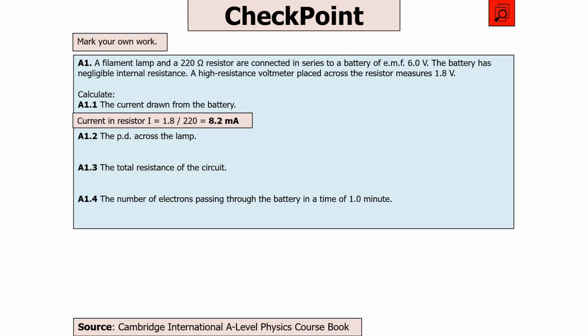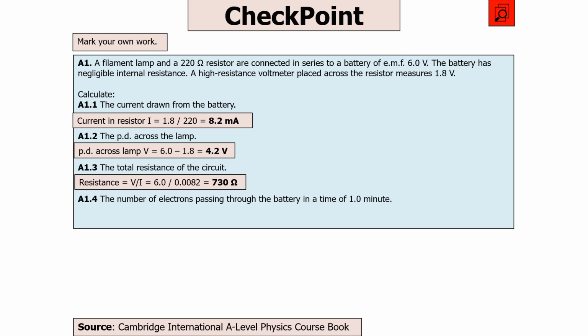The potential difference across the lamp is going to be 4.2 volts because the total EMF from the battery is 6. The voltmeter takes 1.8, so the lamp must be taking 4.2. Now the total resistance in the circuit must therefore be the total EMF divided by the total current, so you can work it through to be 6 over 8.2 times 10 to the minus 3, milliamps into amps, so you get 730 ohms.